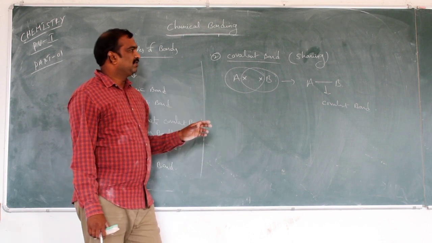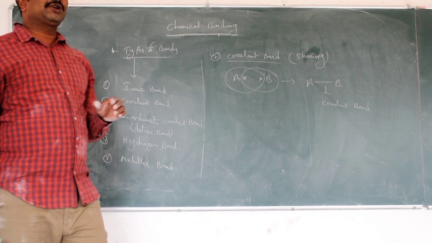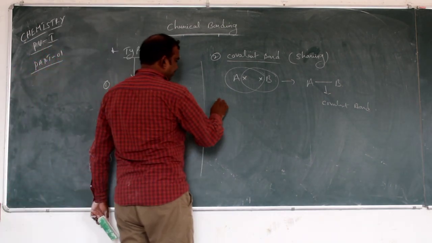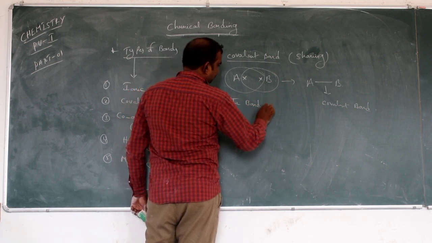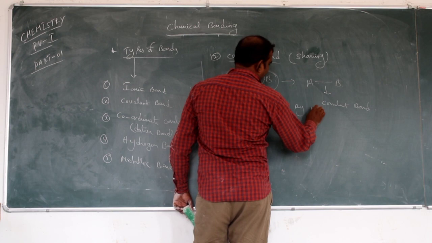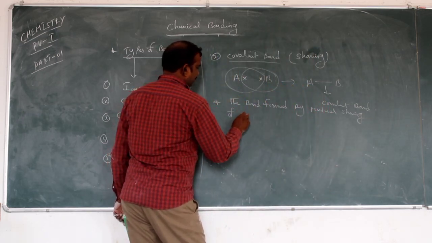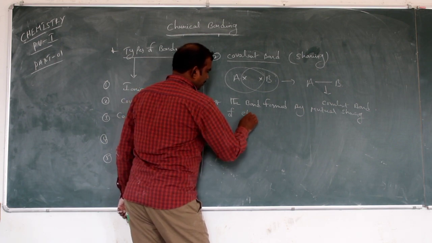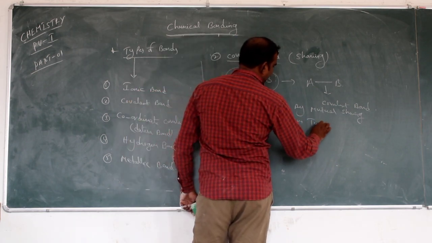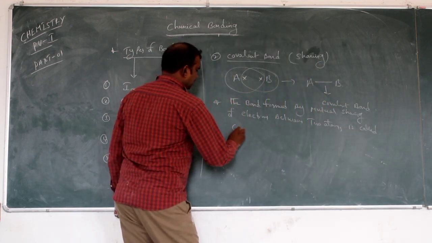So finally, how can you define a covalent bond? The bond formed by mutual sharing of electrons between two atoms is called a covalent bond. It can be defined as the bond formed by mutual sharing of electrons between two atoms. Between how many atoms? Between two atoms is called a covalent bond.